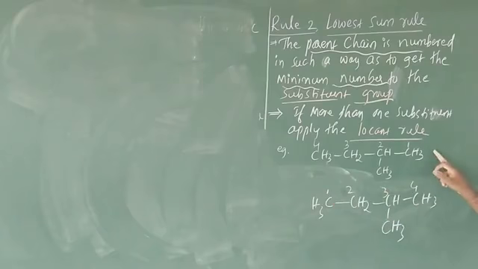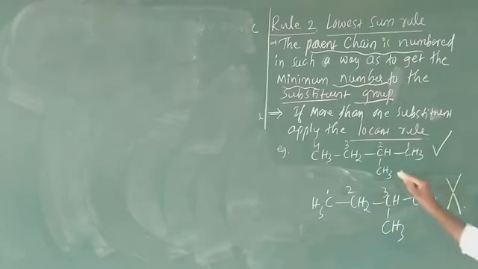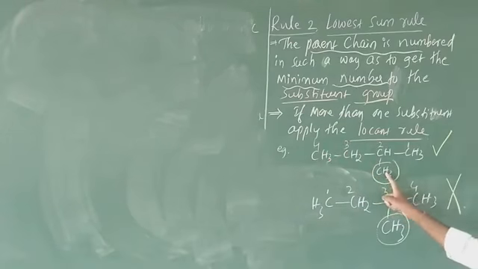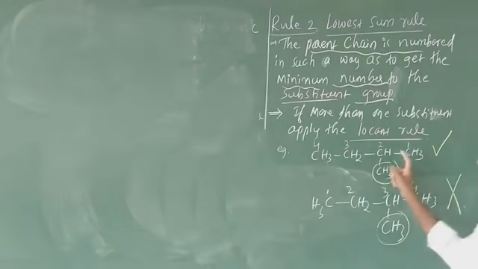Now tell me which is right? The first one is right. This is wrong. This one is right, this one is wrong. Question: why is the first one right, why not the second one? Just here, according to the locant rule, in this case, what is the substituent group? This acts as a substituent group. This acts as a substituent group. If you select like this, this acts as a substituent group, no problem.